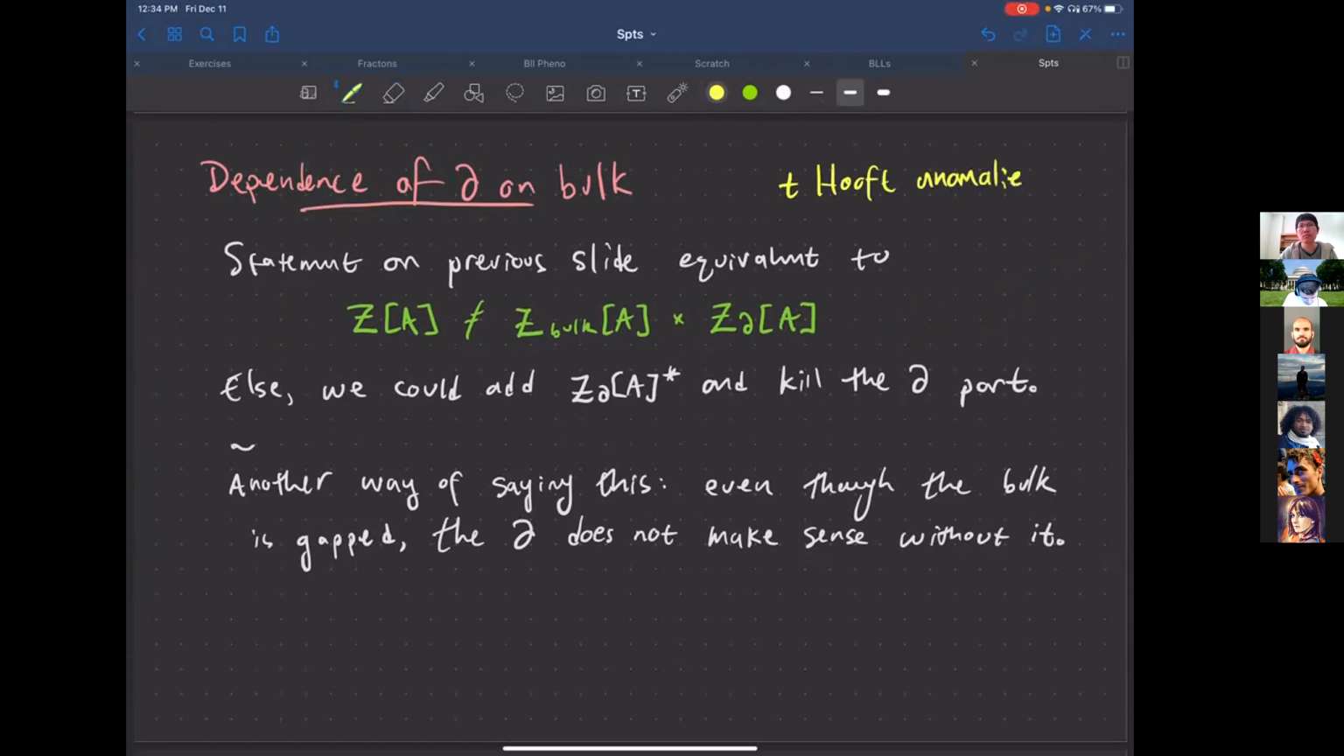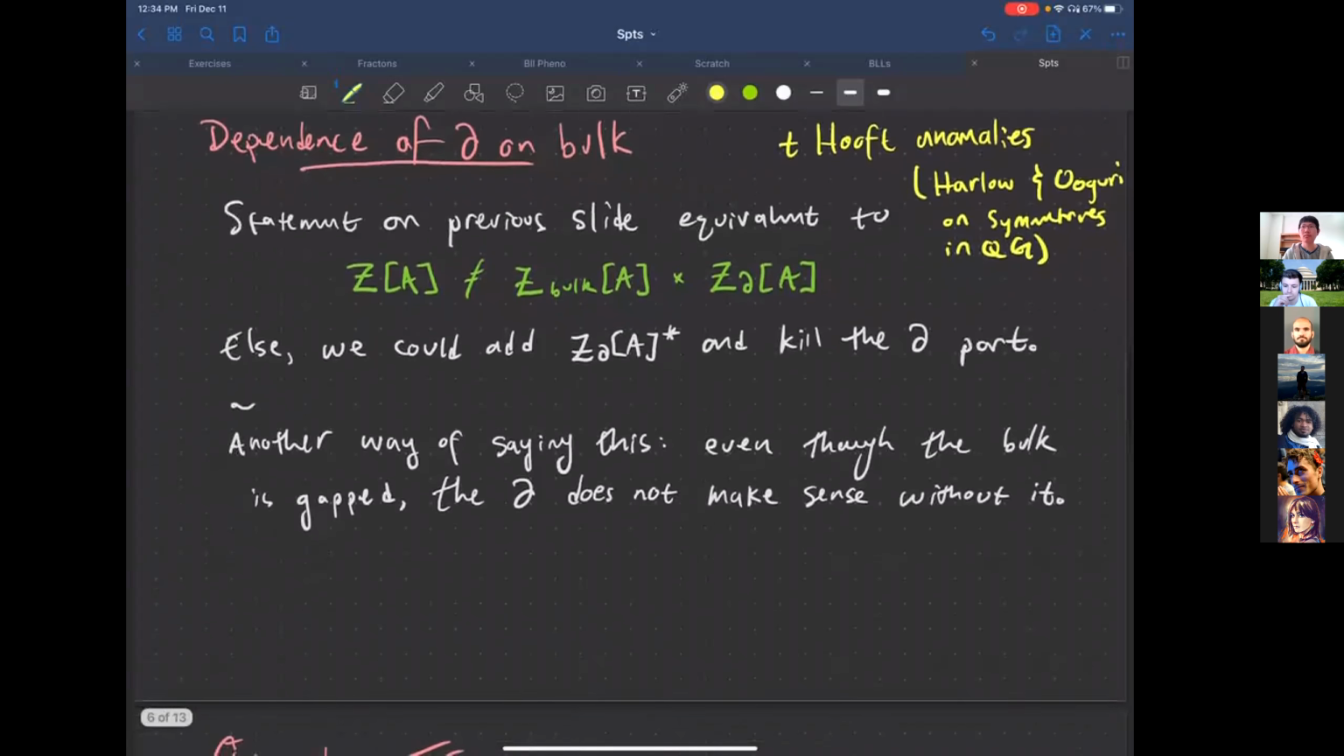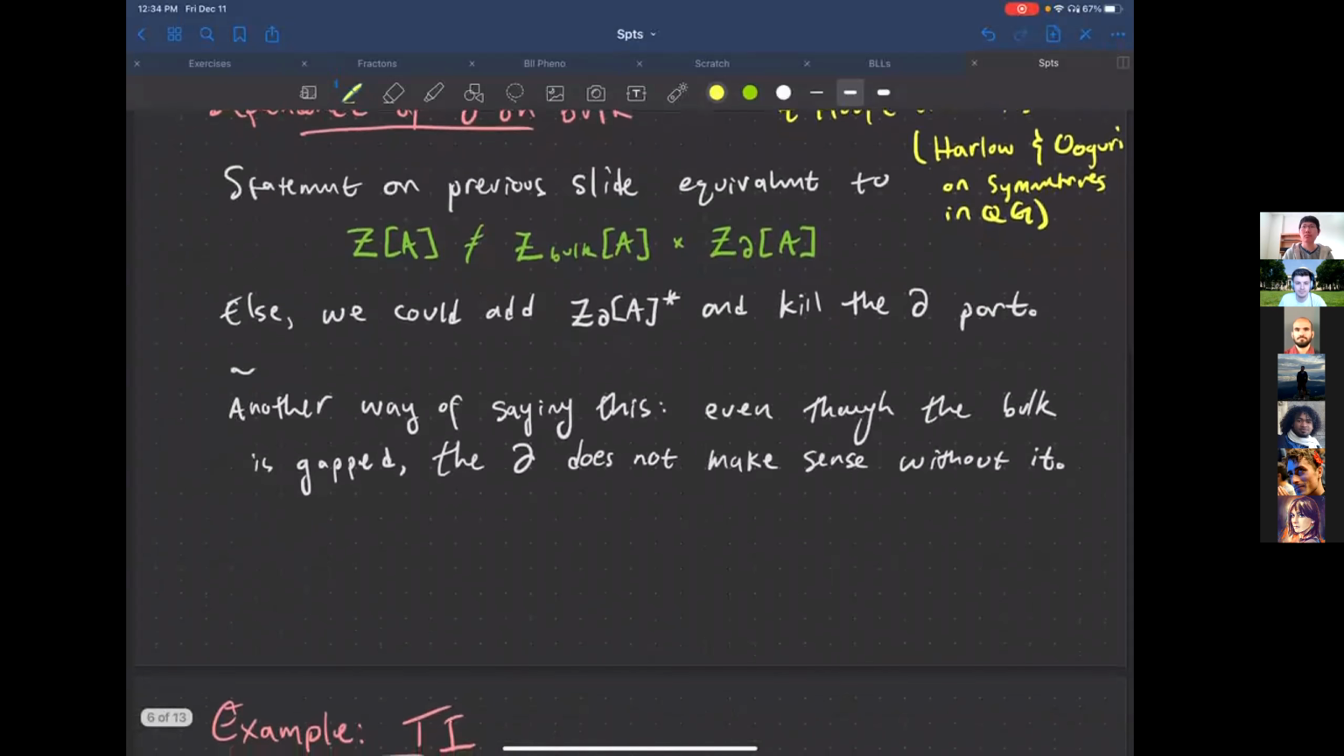And the best way to learn about these is to look at the paper by Harlow and Ooguri on symmetries in quantum gravity. This paper is very good for learning about these things. You don't have to be interested in quantum gravity to read this paper.